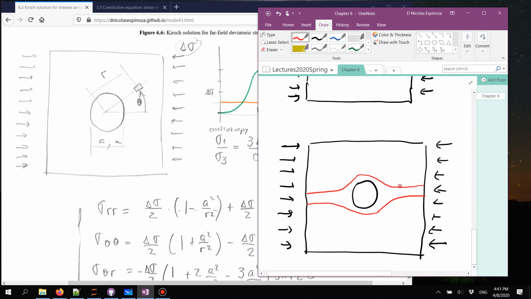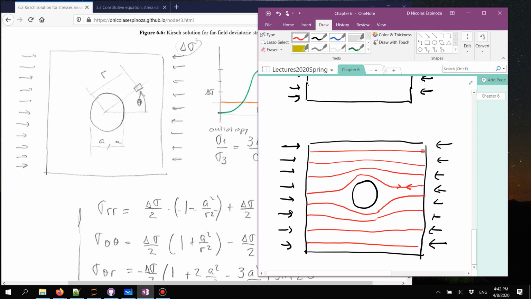Let me improve these arrows. This is a compression. These compression streamlines, as they get closer to the cavity, they're going to have to bend. As you get further away from the cavity, they're going to have to bend less and less. And as you are quite far from the cavity, the solid is not going to feel almost any stress at all. So if I were to pick an element of rock somewhere over here, I know that the stress in this direction, the compression, is following these lines.